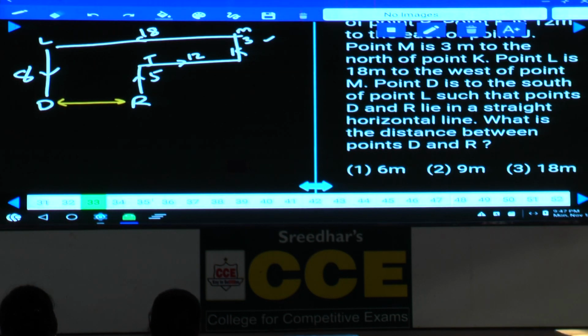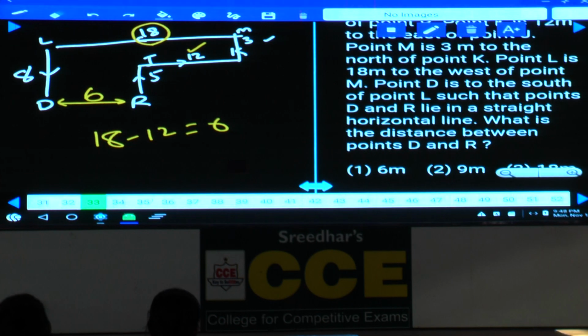What is the horizontal distance here? The total distance is 18 towards west and 12 towards east. These two are in opposite directions, and 18 minus 12 is 6 meters. The distance between D and R is 6 meters, given in choice 1. Question number 33, choice 1 is the answer.